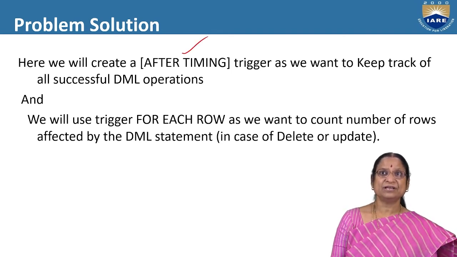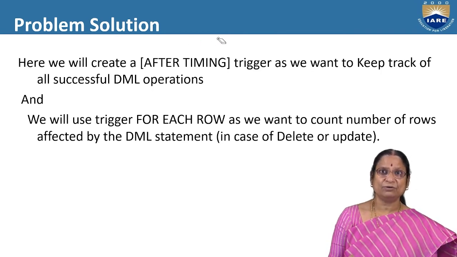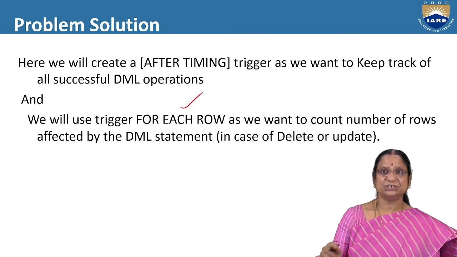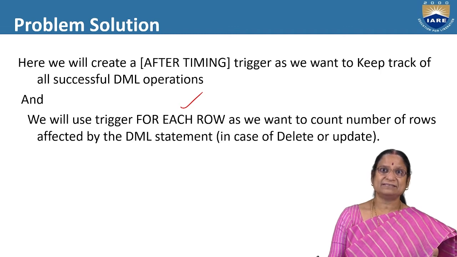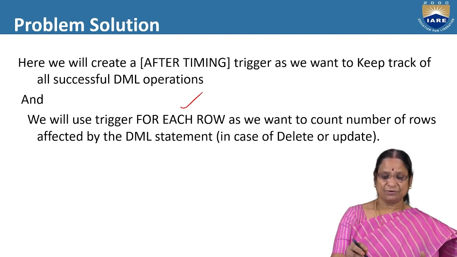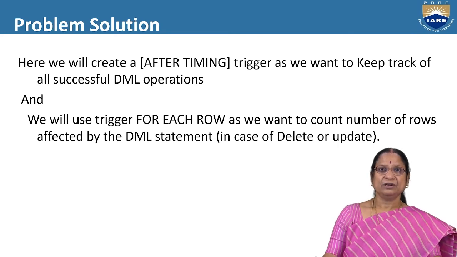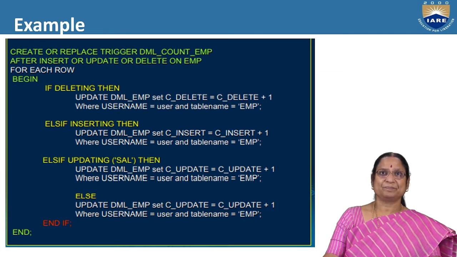And we will use the trigger for each row, because after each insertion, after each DML, that means for each update, and so on. We want to count the number of rows affected by the DML statement, no? So that's why we have to use row-based triggers, in the case of insert, delete and update operations.